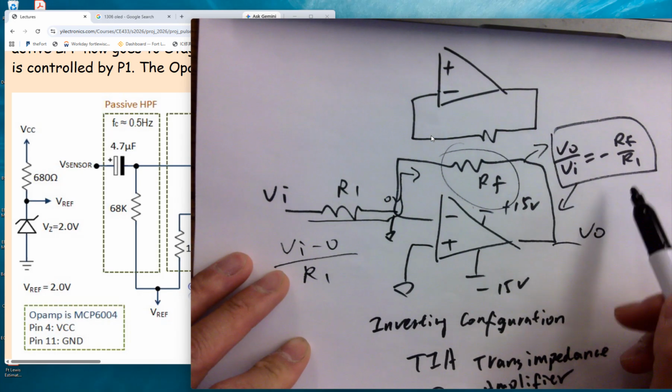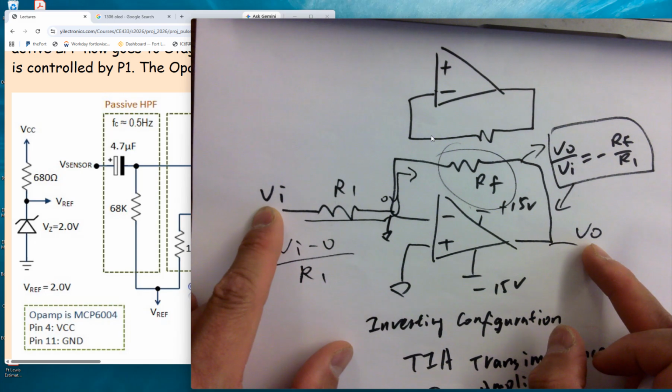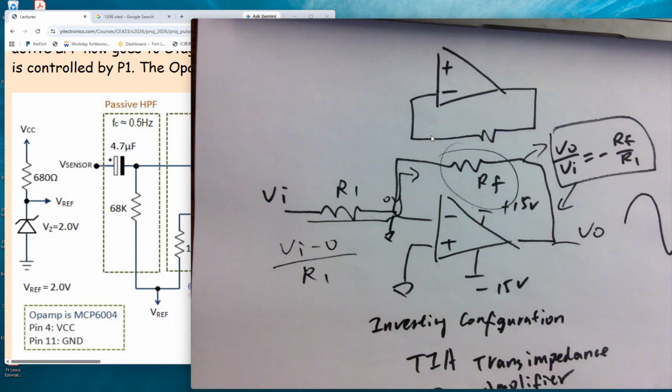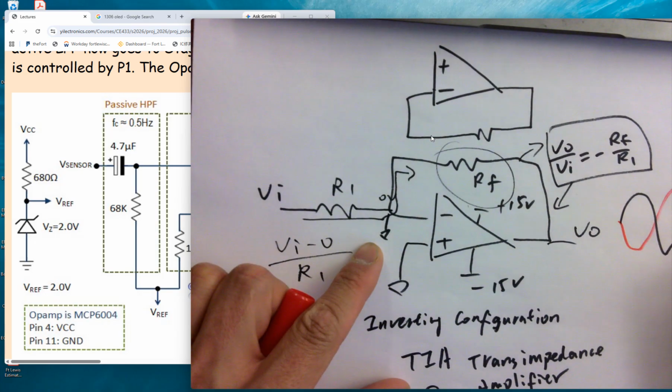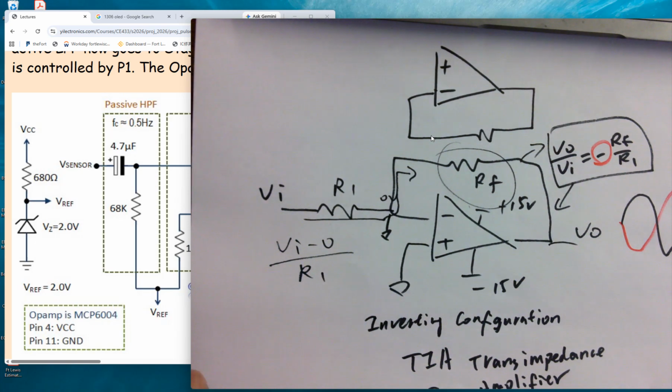So is there a phase shift from VO to VI? Yeah, 180, right? So you got a VI like this. Your VO is going to look like this because it's being inverted. That's why it's called inverting configuration, right?